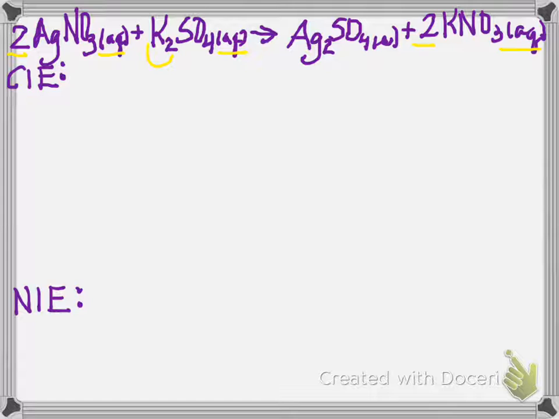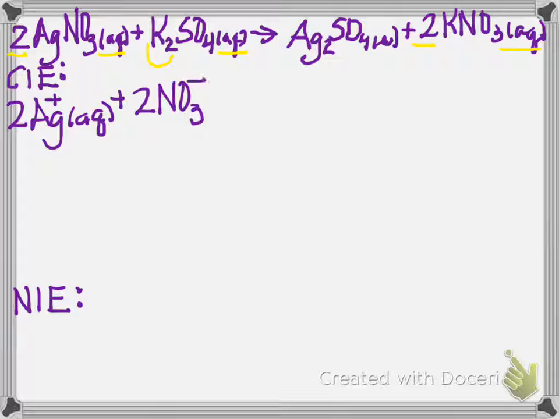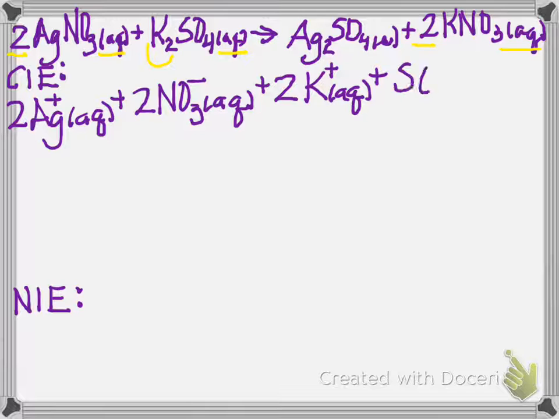So in our complete ionic equation, I have 2 silver nitrates. So that means I'm going to have 2 silver ions with an aqueous state of matter. I'm also going to have 2 nitrate ions with an aqueous state of matter. So when potassium sulfate breaks apart, because of that subscript, it's going to have 2 potassium ions, but only 1 sulfate because it just has 1 sulfate.